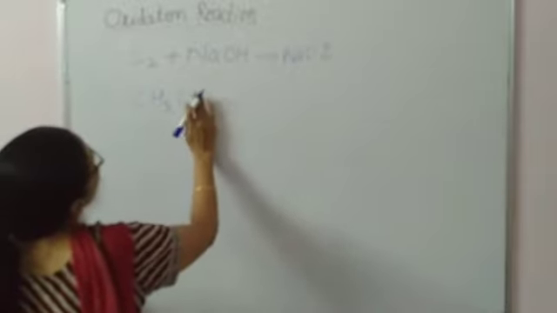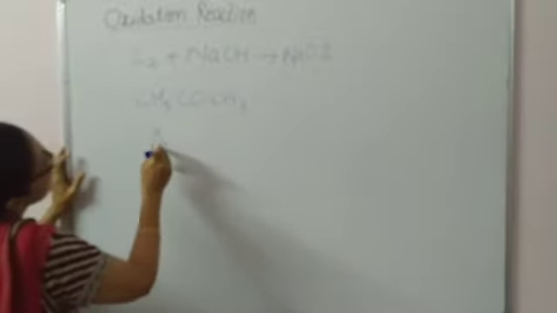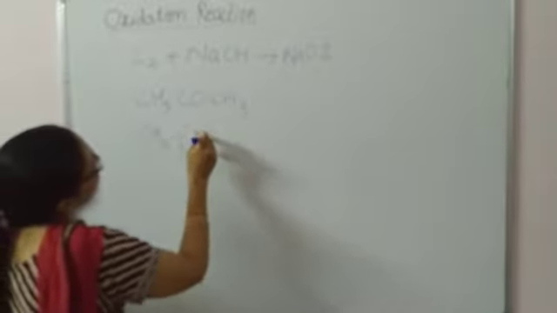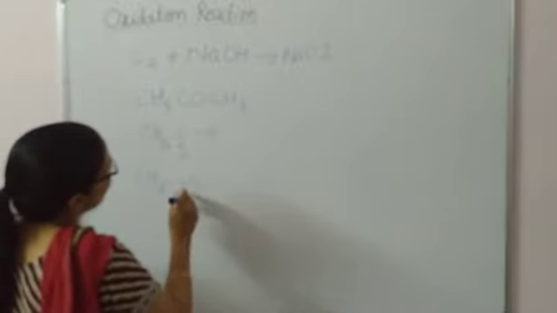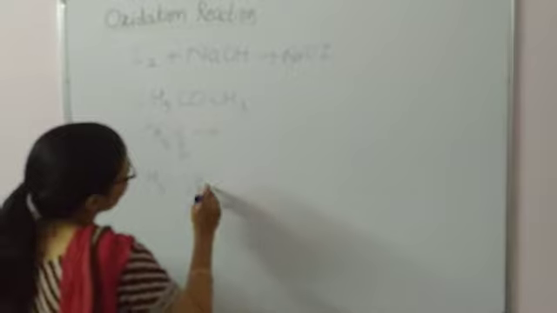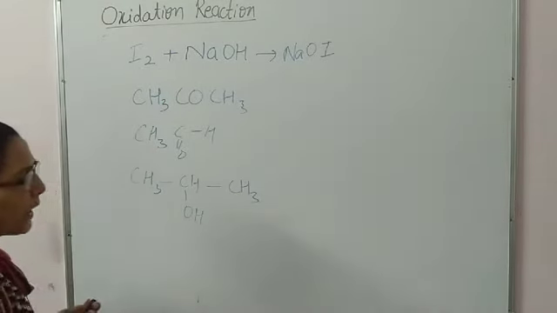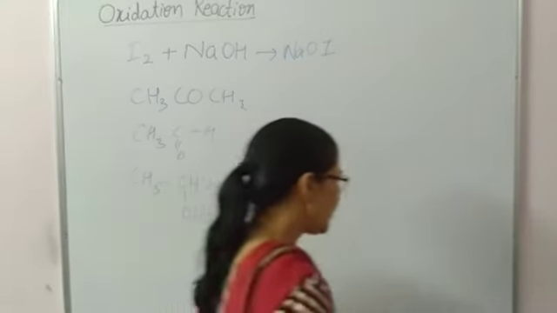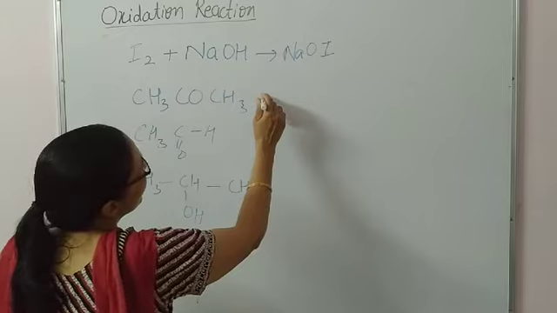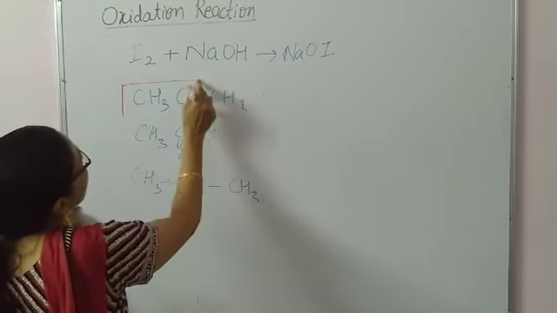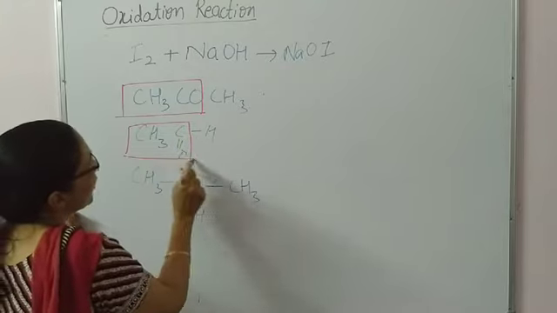CH3CO CH3, or CH3CHO, or CH3CHOH and CH3. So the common aspect of these substances that will react is that the compound has a common methyl carbonyl group, either aldehyde or ketone.